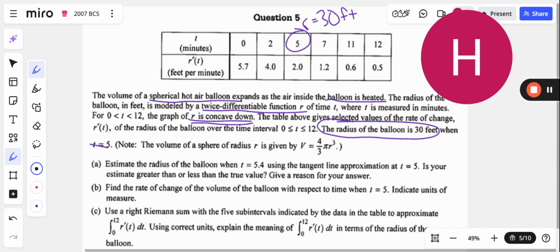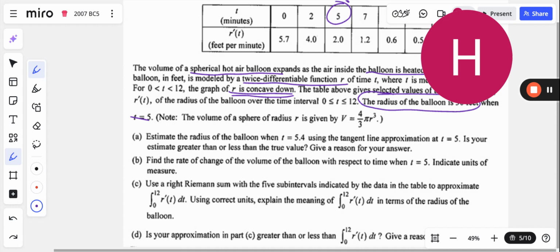All right, let's take a look at part A. Oh, and they gave you the volume of a sphere with a radius r, 4/3 pi r cubed, and so on. You should know that formula, the volume of a sphere. Okay, let's get started with part A.